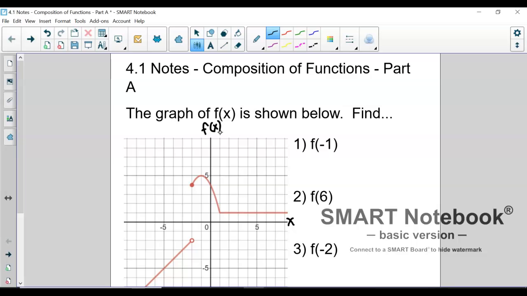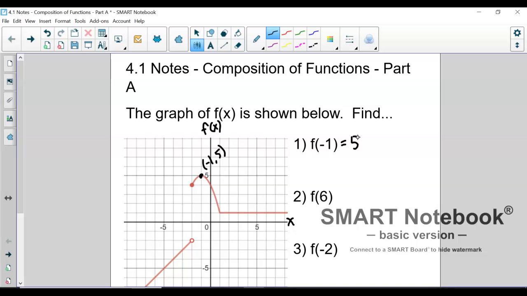So on our x-axis, we can go right here where we see a value of -1, and then we go up to the function, to this point. The coordinates of this point are -1, 5. So the y coordinate, whenever x equals -1, would be 5. So f of -1 would be 5. Whenever you're finding f of something, you're going to be reporting the y coordinate that goes there.